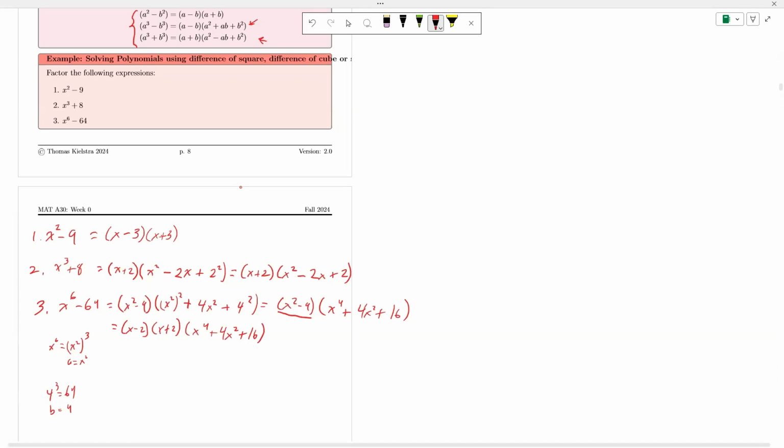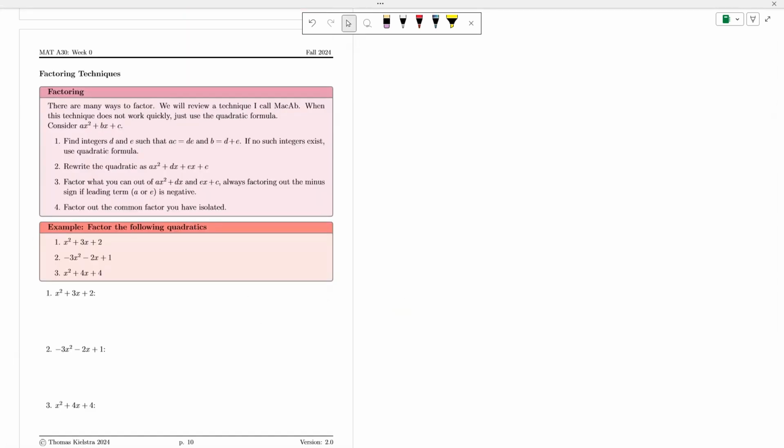Now that we've reviewed using our difference of squares, difference of cubes, and sum of cubes, we're going to review a technique used for factoring. Now we're going to review our factoring techniques. When we factor, I like to use a technique called the MAC-AB system. There are many different ways to factor, but I always use the MAC-AB. And the thing I like about the MAC-AB system is it always works.